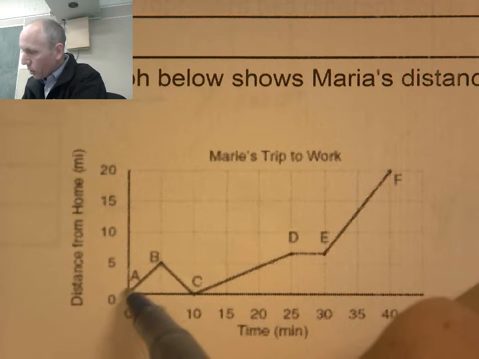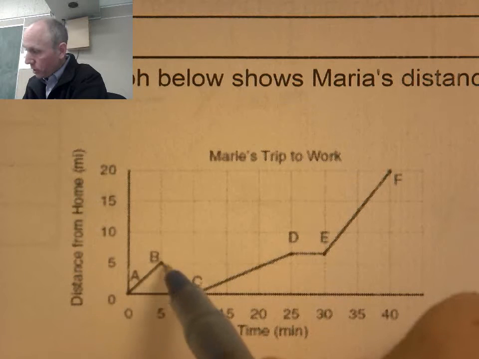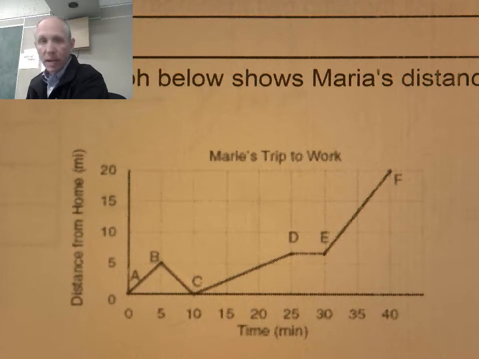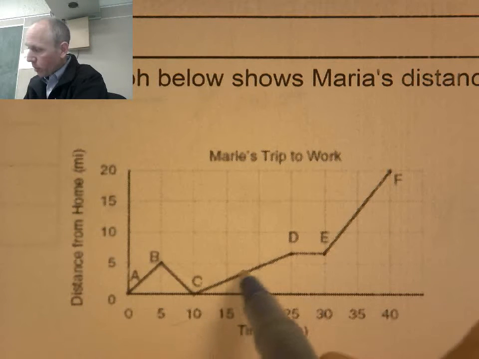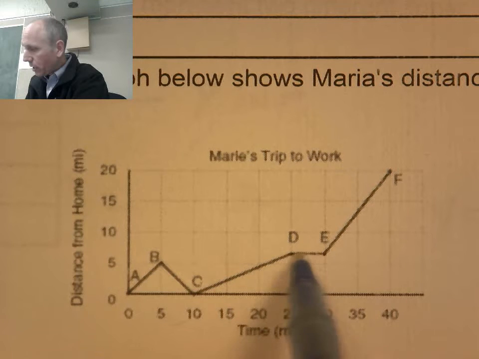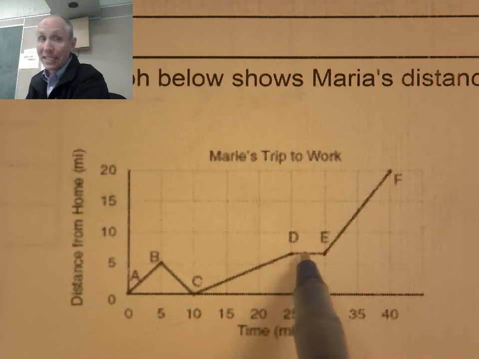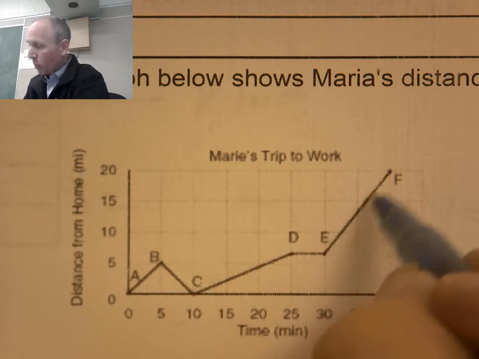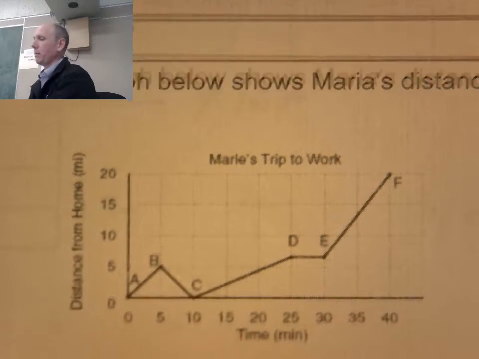Well, she's going away from home. What's she doing here? Coming back home. So BC is going back home. What's happening here? Away from home. Then DE, what's going on right there? Her distance isn't getting any bigger. She's plateaued, which means she's parked or stopped. She's not moving. She's just sitting there. And then EF, away from home.